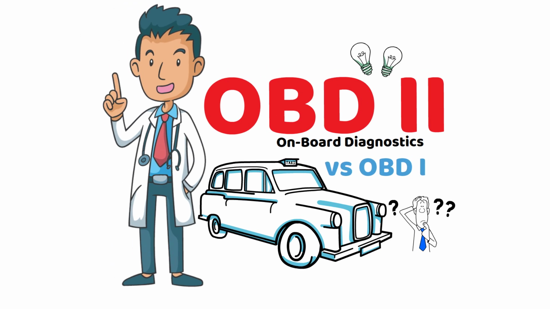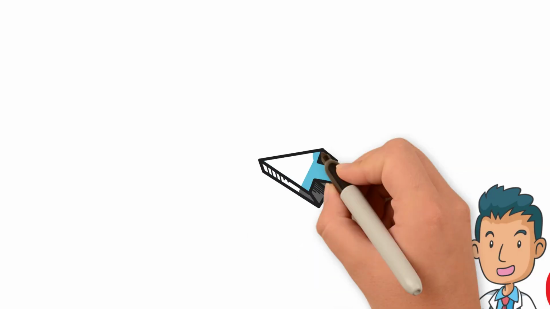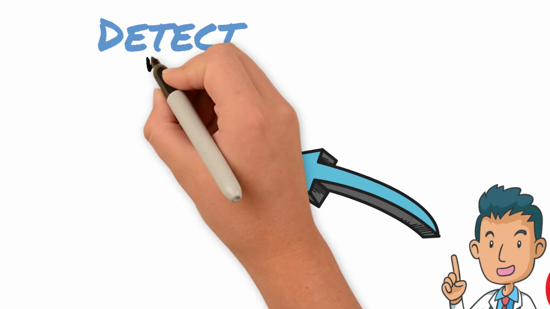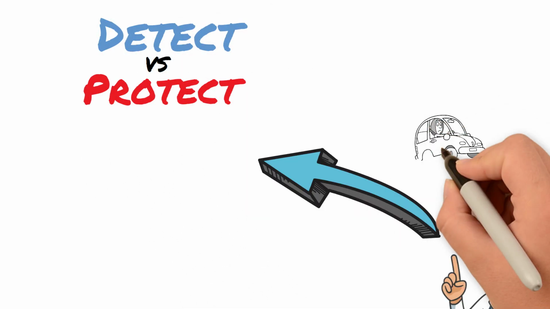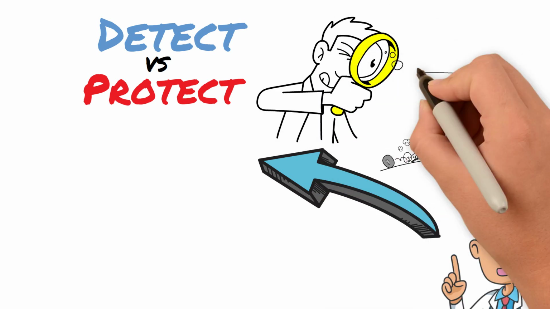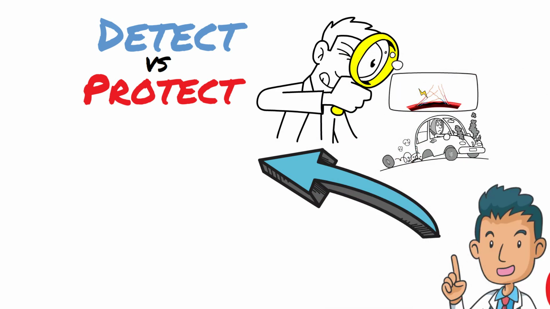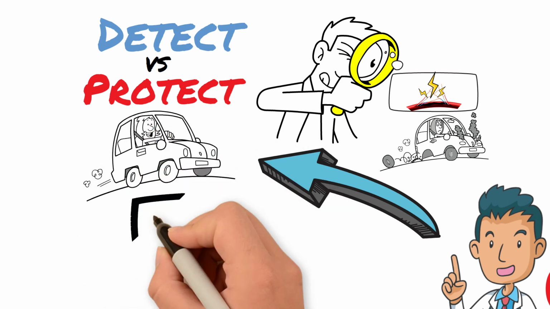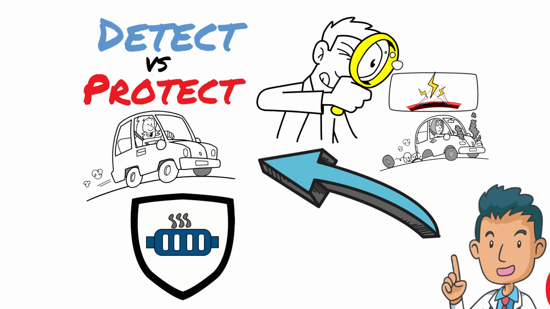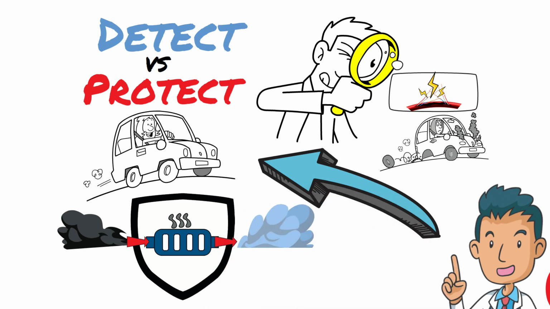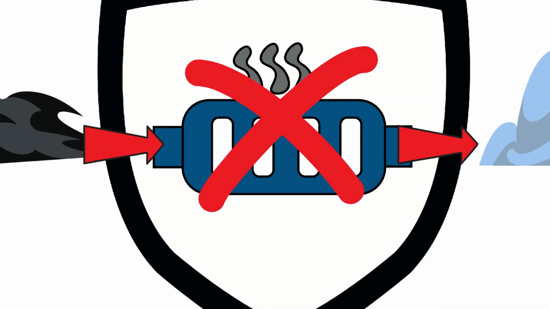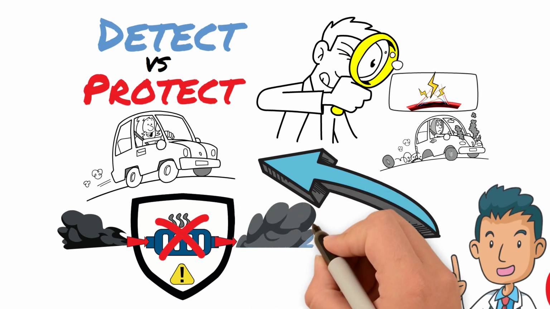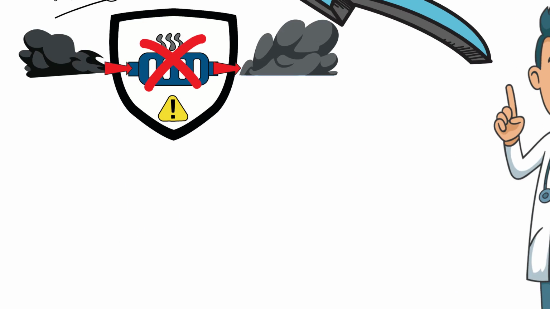Let's now explore the primary differences between OBDI and OBDII. Firstly, OBDI detects, while OBDII protects. OBDI primarily focused on detecting electrical sensor failures. On the other hand, OBDII not only tests but also protects the catalytic converter, which is an exhaust emission control device in vehicles. A car running around our streets with dead or gutted catalysts will spew all sorts of nasty pollutants into the atmosphere. That's why OBDII was introduced.